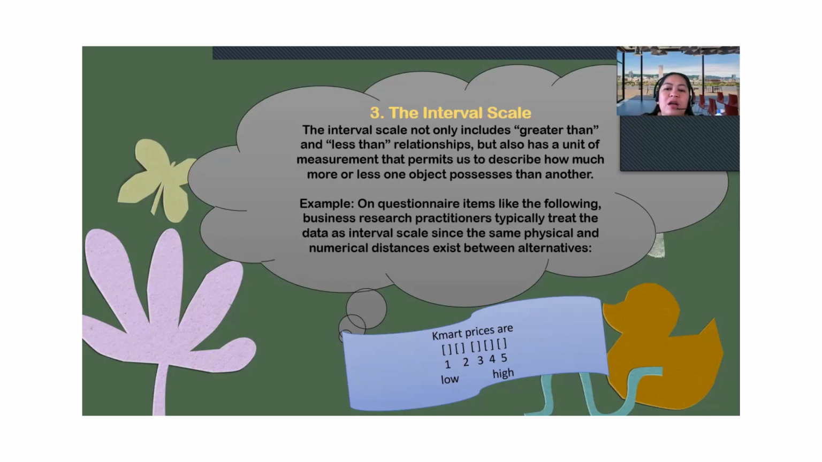In questionnaire items like the following, business research practitioners typically treat the data as interval scale since the same physical and numerical distances exist between alternatives. For example, in this one on the bottom part, as you can see here, Kmart prices are rated 1, 2, 3, 4, 5. So 1 is the lowest interval, while 5 is the higher interval.